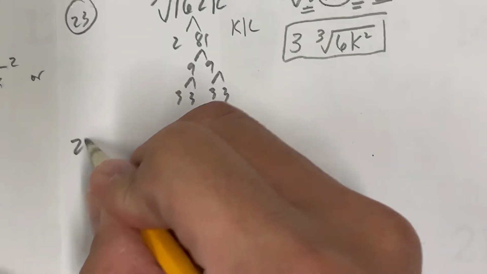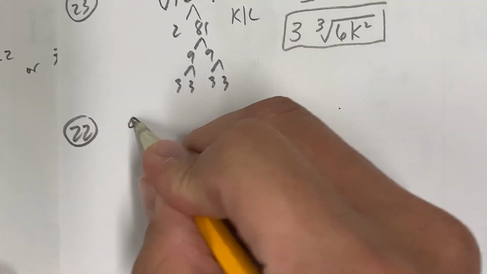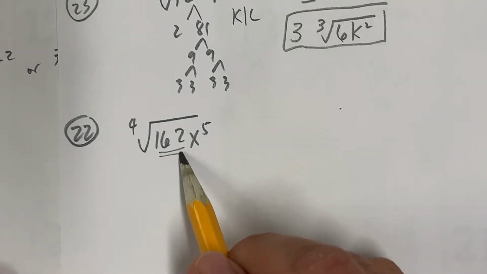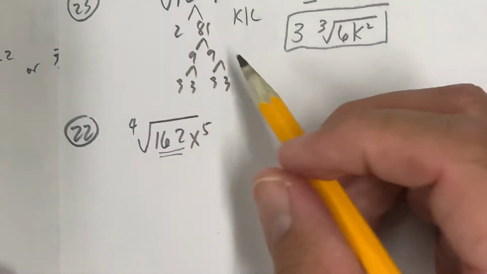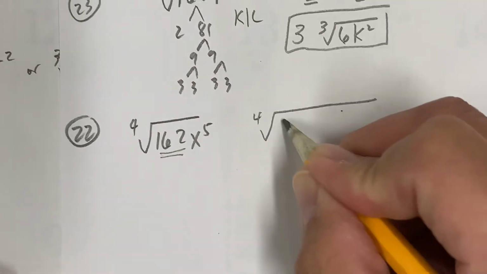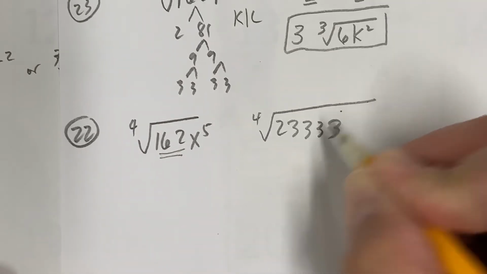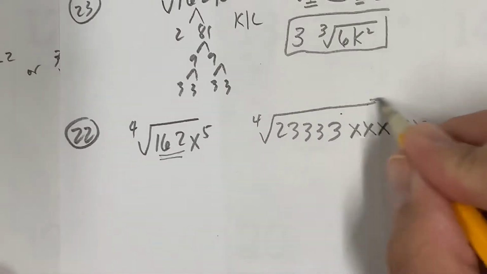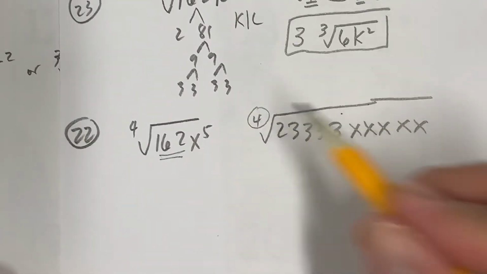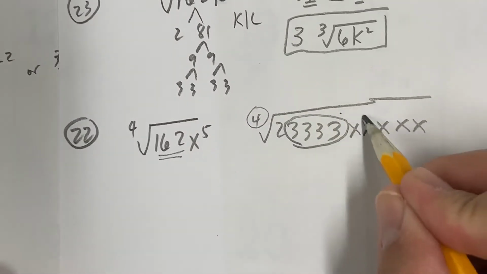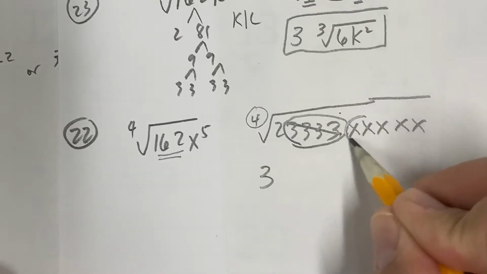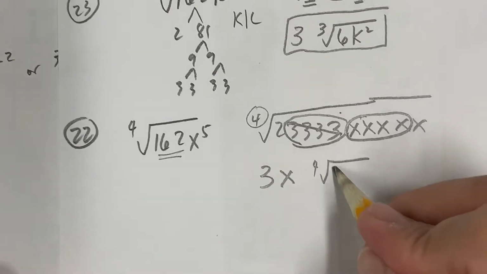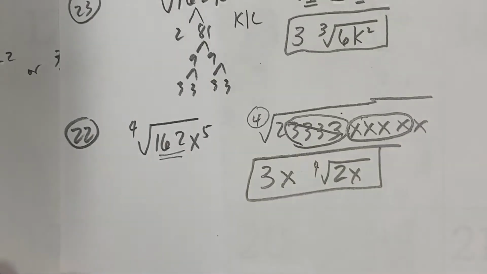Number 22. 4th root of 162 x to the 5th power. We know that 162 is the same thing as the previous item, number 23. So I can shortcut it, make it 2, 3, 3, 3, 3 from the previous problem. And I have 5 x's. And I'd like to group them into 4 because the index is 4. So one group. So this will be gone. One more x there. 4th root of what's left there, 2 and an x. That's the answer. Easy, right?